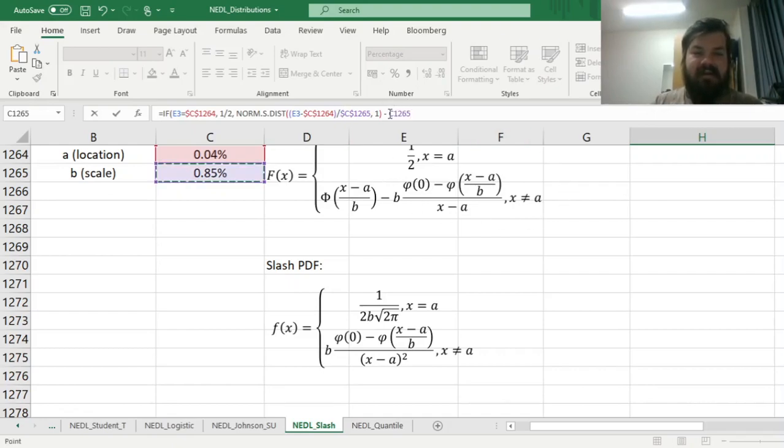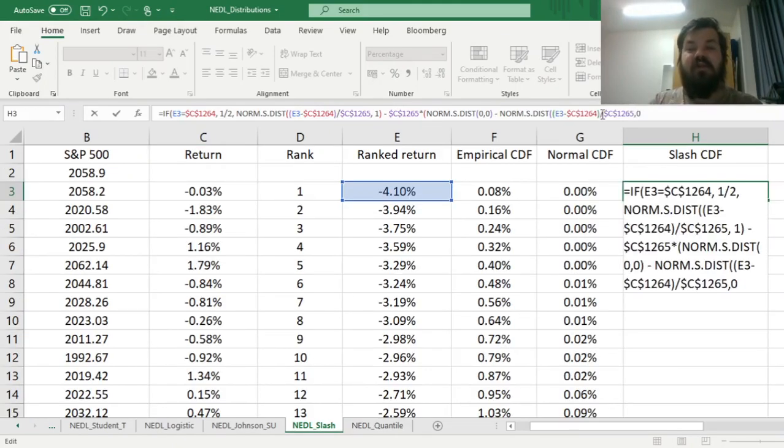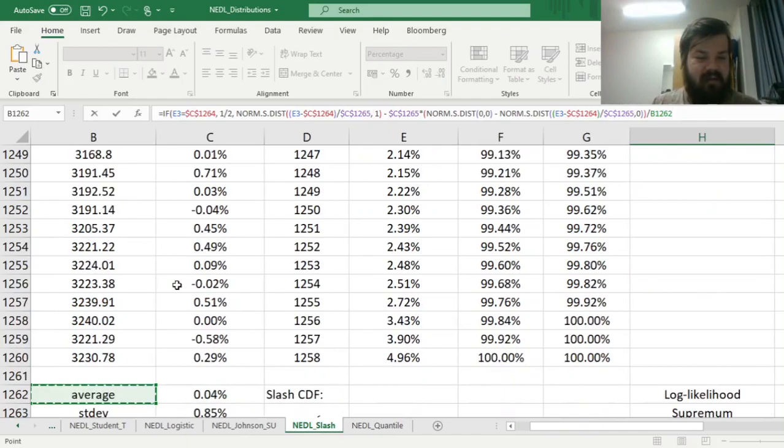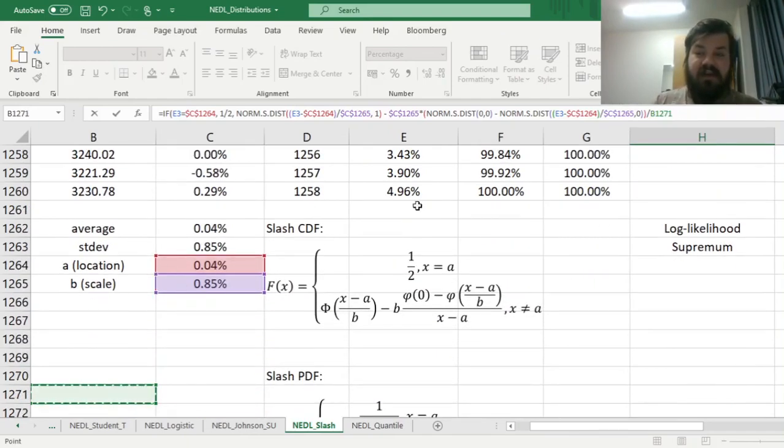So scale parameter times the ratio of the difference, norm as dist 0 0 minus norm as dist, and we can just copy this across for simplicity, but we need to input 0 here as it's still probability density function, and we only get the denominator to worry about now, and the denominator would just be x minus a, so e3 minus the location parameter.